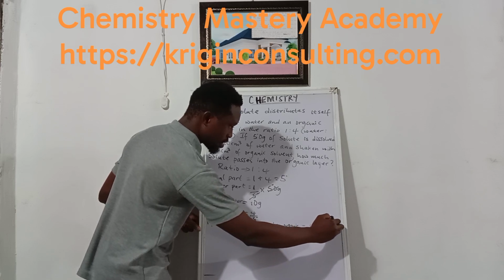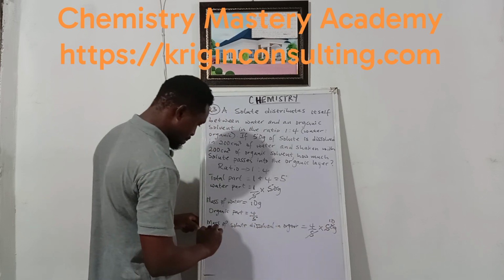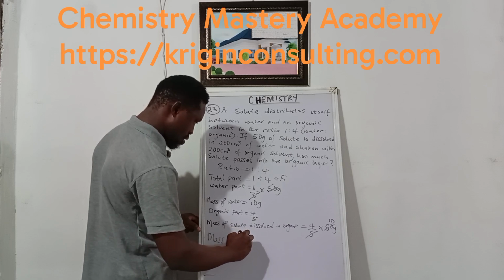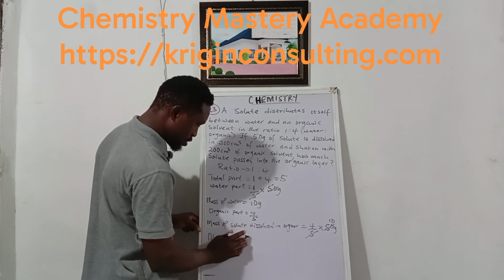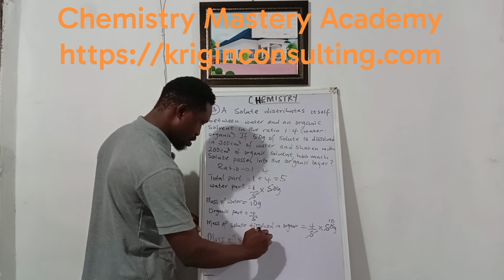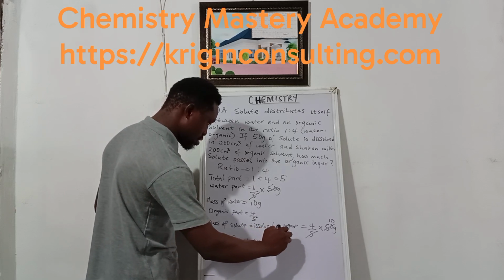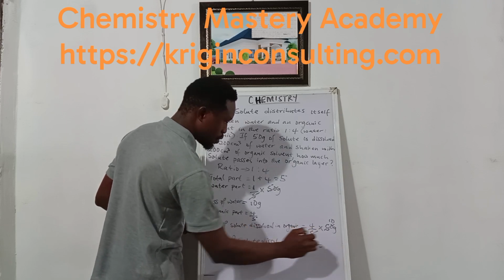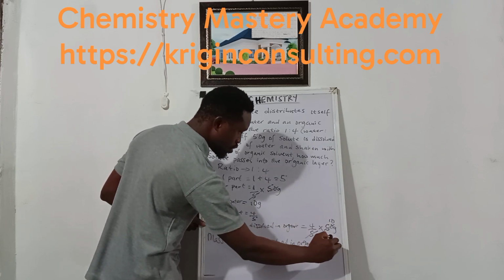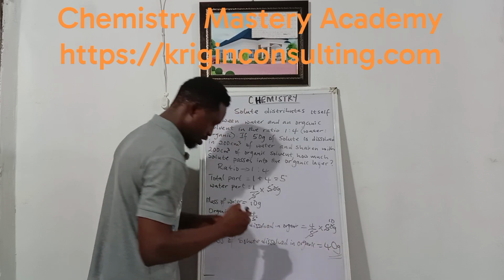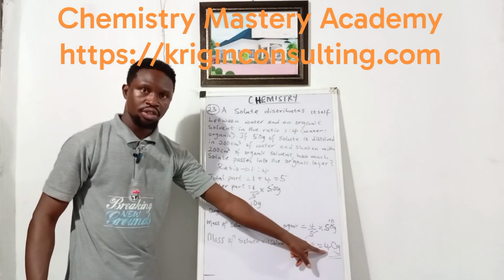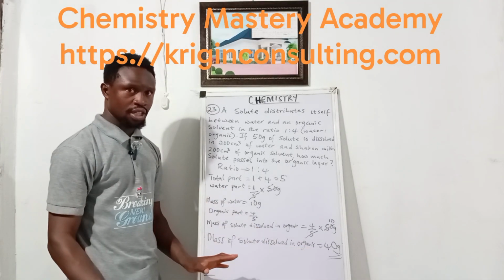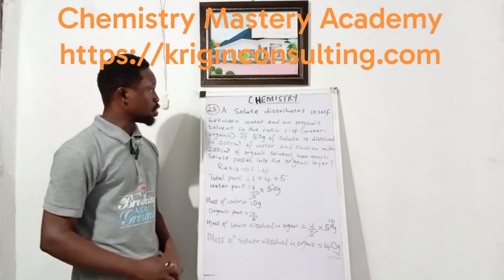So this 5 cancels this, we have 10. So the mass of solute dissolved in organic solvent will now be 4 times 10, which is 40 gram. So this is the mass of solute that will dissolve in the organic solvent. Hope that's clear. So let's move on to the next, number 24.